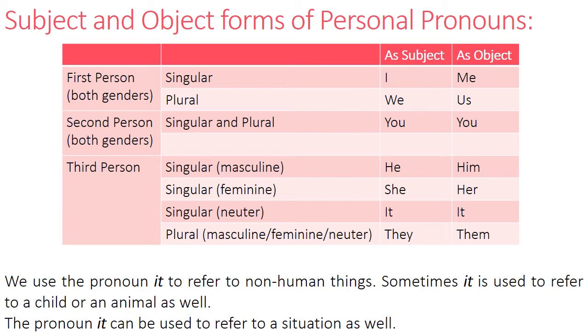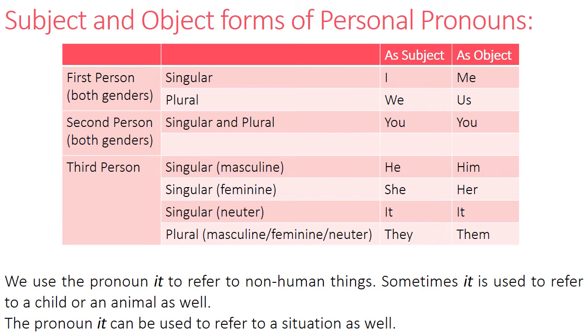Singular, feminine. It is she and her. She is happy. They got her a bike. And then neuter, where the gender is not fixed or it does not have a gender. Singular, it is it. It is barking. Give it some food. Here it stands for the dog. And plural, it is they or them. They are late. We have been waiting for them.